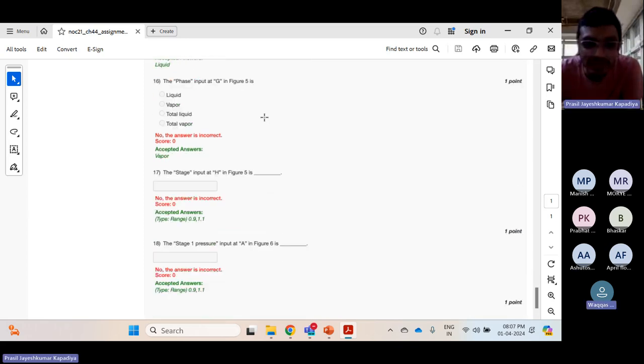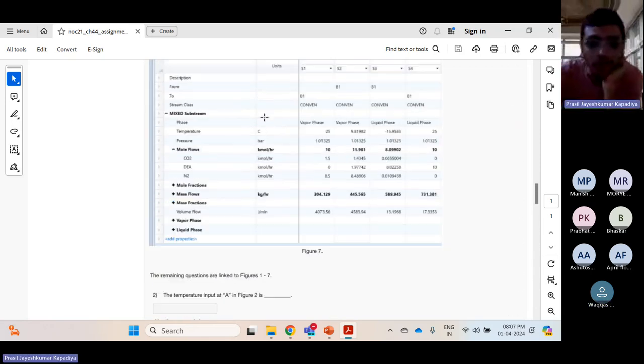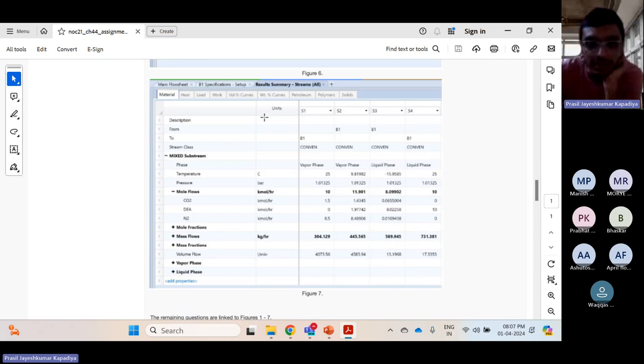Okay, the stage 1 pressure at input A. So what is the stage 1 pressure? From where can we see the stage 1 pressure?